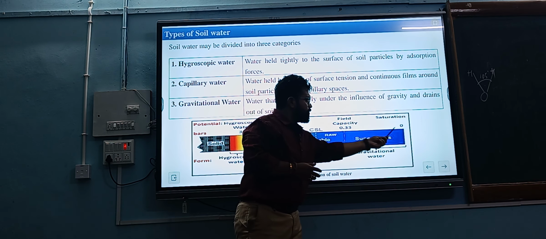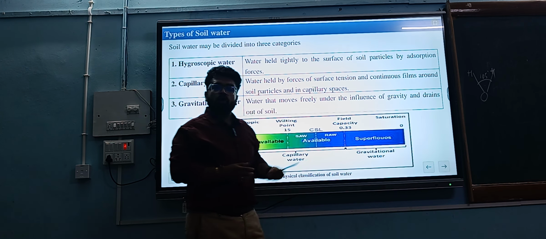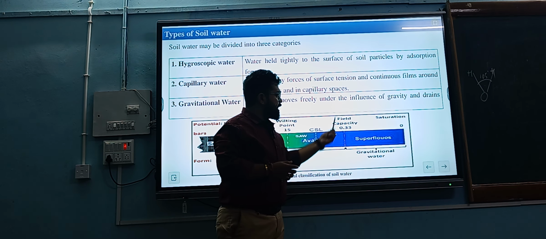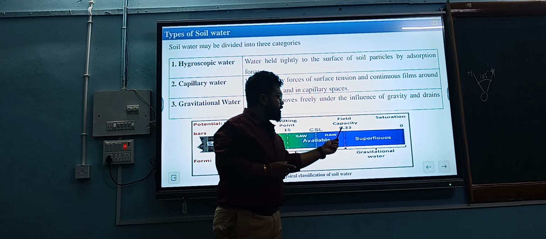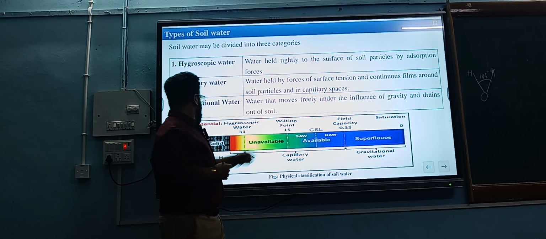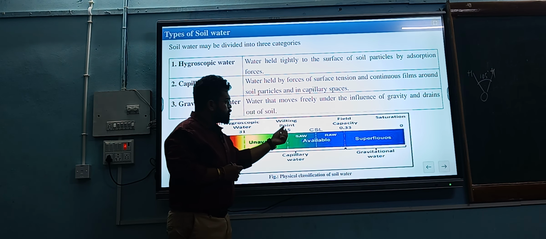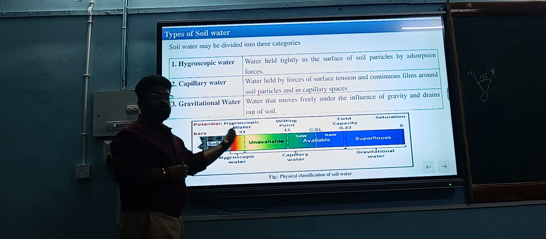When we move further, there is a term called field capacity. The soil moisture tension at field capacity is 0.33 bar. Further, the soil moisture potential at the wilting point is 15 bar. We call it the permanent wilting point. At the hygroscopic coefficient or hygroscopic water, it is 31 bar.